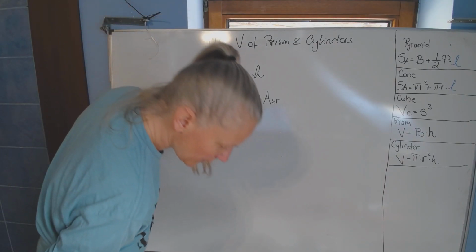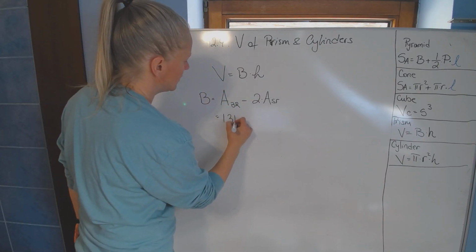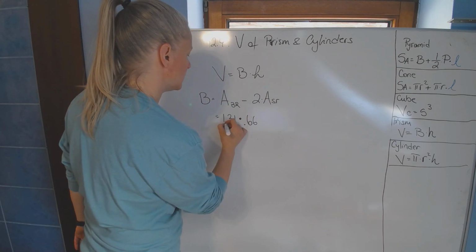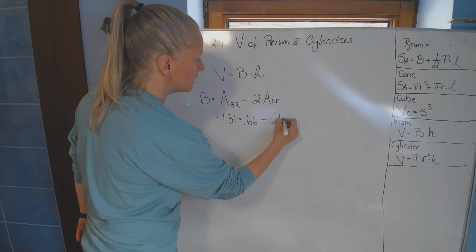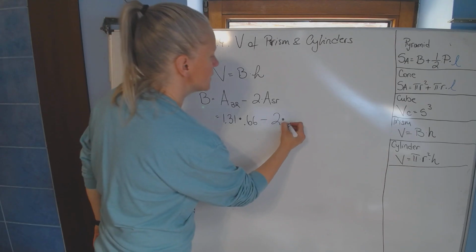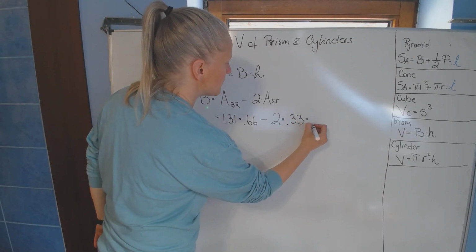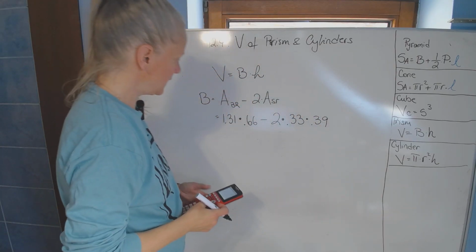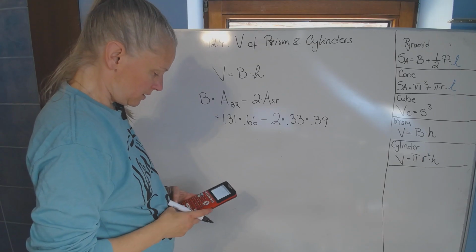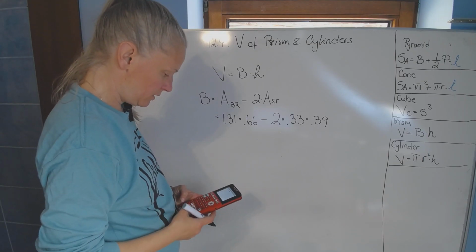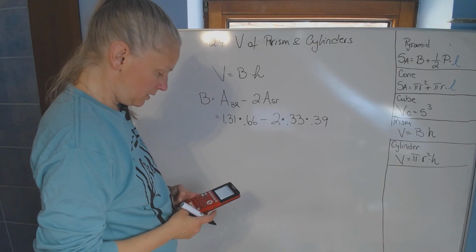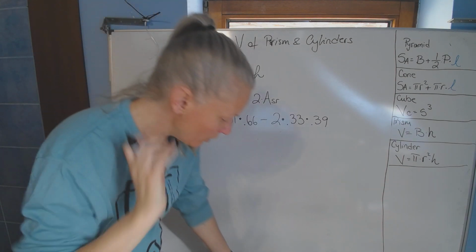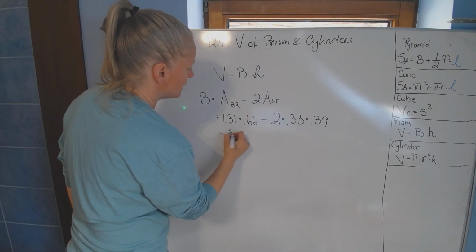So the area of the big rectangle is 1.31 times 0.66. And then minus 2 times the area of the smaller ones, which is 0.33 times 0.39. Clearly, I'm not going to do this in any other way but in the calculator, 0.33 times 0.39. I end up with 0.6072 or 0.61. This is the area of my base.